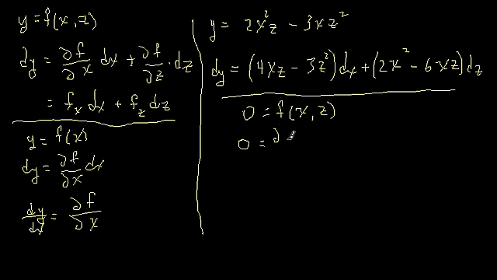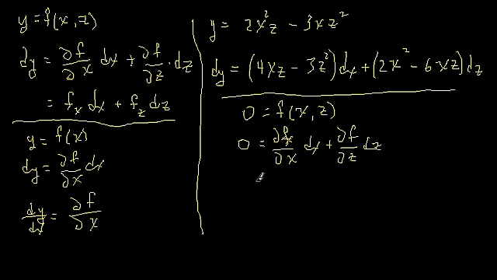Computing the total differential of this function, we get the partial derivative of the function f with respect to x times dx, plus the partial derivative of the function f with respect to z times dz.